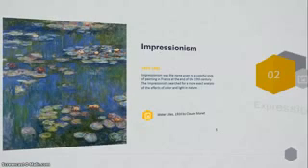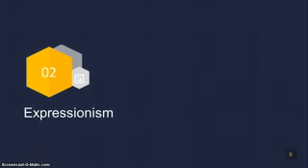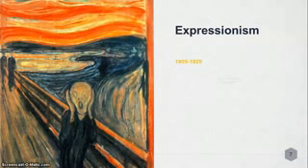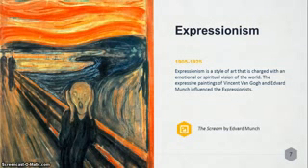Next, the second movement is Expressionism. Spanning 1905 to 1925, Expressionism was a style of art that is charged with emotional or spiritual vision of the world. The expressive paintings of Vincent van Gogh and Edvard Munch influenced the Expressionists. Beginning in Germany and the surrounding areas, Expressionists also drew their inspiration from German Gothic and primitive art.